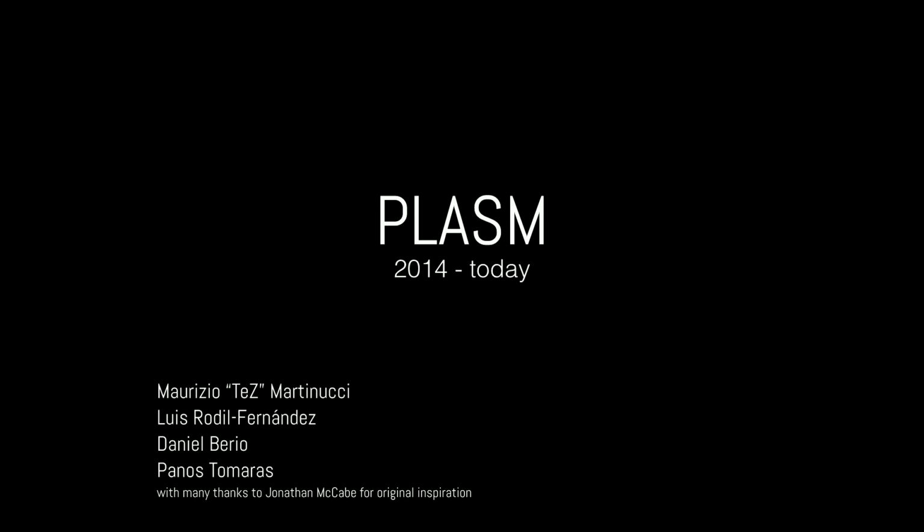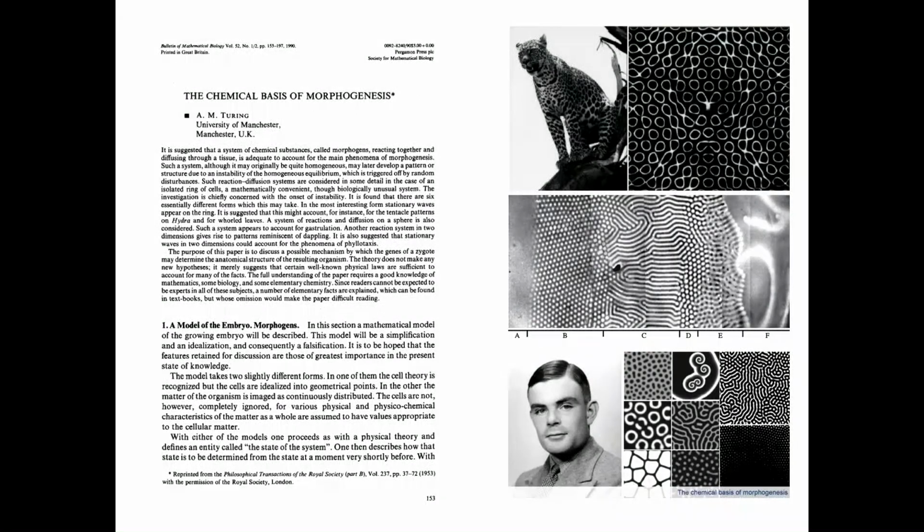Another work that I made in collaboration with Tess, Maurizio Martinucci, Daniel Berio, and Panos Tomaras is Plasm. It's based on a paper by Alan Turing entitled The Chemical Basis of Morphogenesis. This was also work that he carried out in Bletchley Park while he was part of the effort of the code breakers that helped the Allies win the Second World War.